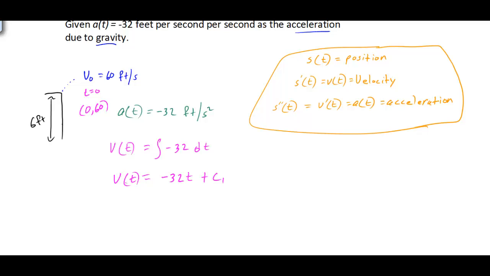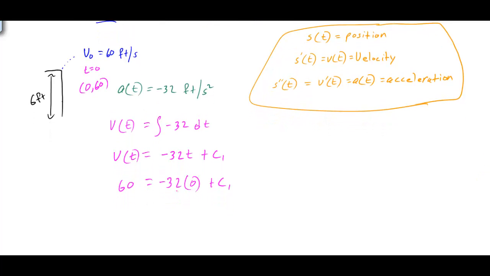All right, so now the velocity we said here is 60. So we can plug 60 in for v. Negative 32 times t, well, that's going to be at time 0. So then we can solve for c1. In this particular case, because of the 0, everything cancels, so we're left with c sub 1 equal to 60. Therefore, our velocity function would simply be negative 32t plus, instead of c1, we would have 60. So there's our velocity function.